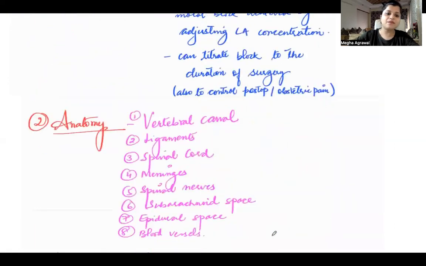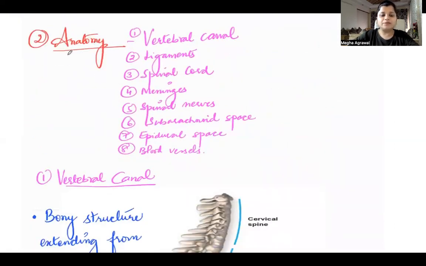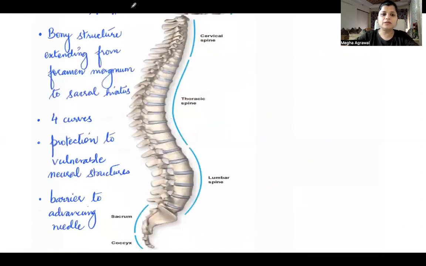Okay. So now we come to anatomy. Now we'll understand something about the anatomy pertaining to these two blocks, spinal and epidural. In this, we'll learn about the vertebral canal, ligaments, spinal cord, meninges, spinal nerves, the subarachnoid and epidural spaces, and the blood vessels. So first we come to the vertebral canal.